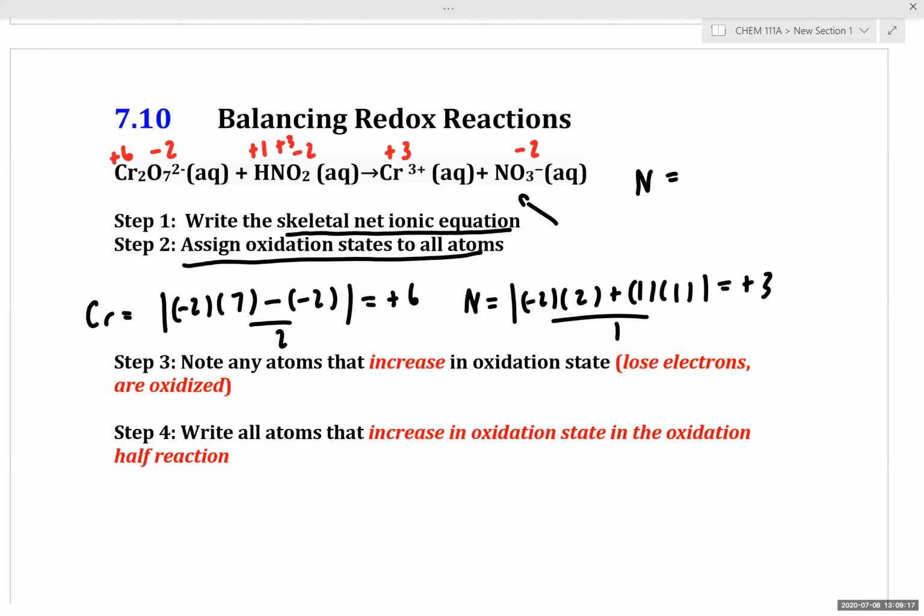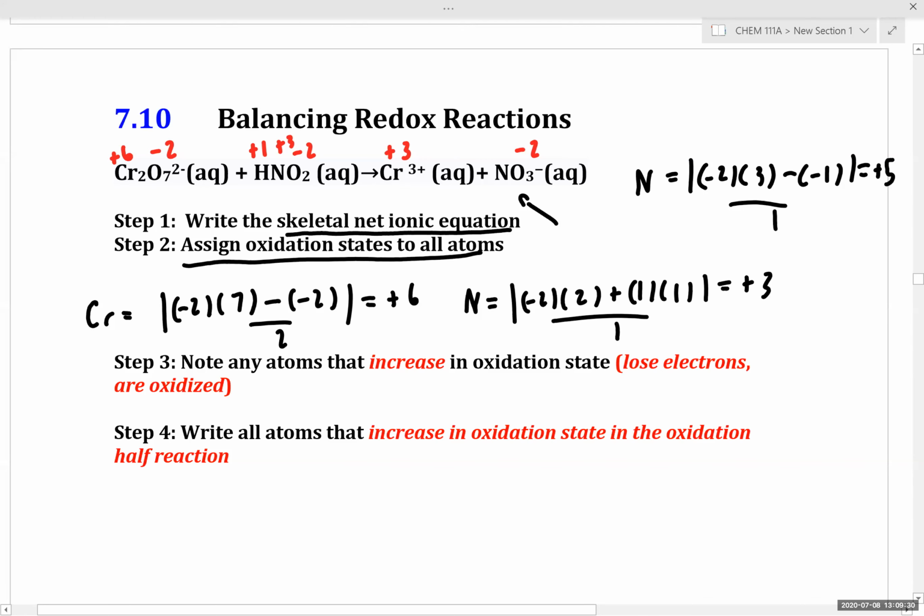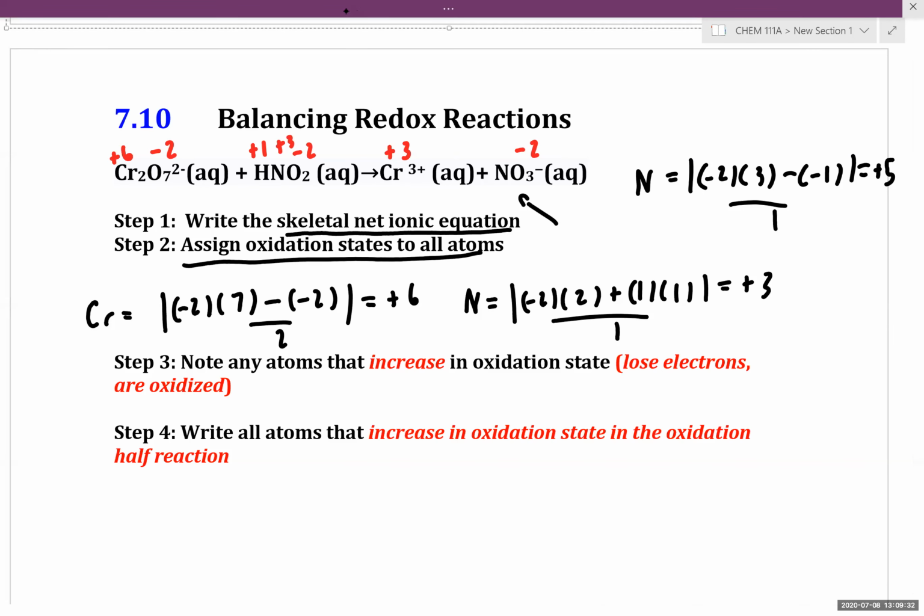+5, yep. So to show the calculation for that, we have the oxidation number of oxygen times 3 oxygen atoms, minus the total charge, which is -1, over the number of nitrogen atoms, which gives us +5. Exactly right.